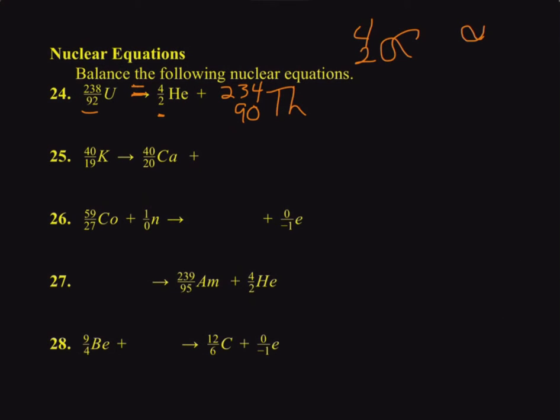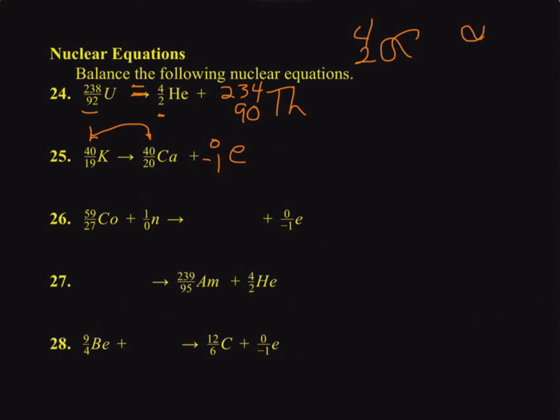In the next one, the number on the top actually doesn't change, which means the number on the top of the missing piece is going to be a 0 because there's been no change. On the bottom, the number actually is less on the left than it is on the right. It goes from 19 to 20. So the thing that you have to add to 20 to get 19 is a -1. So that's the number that goes on the bottom.